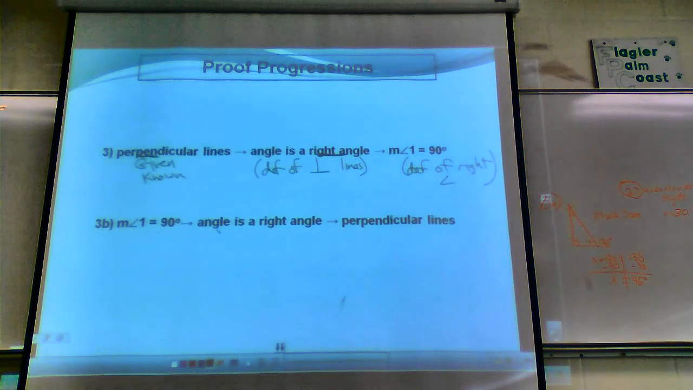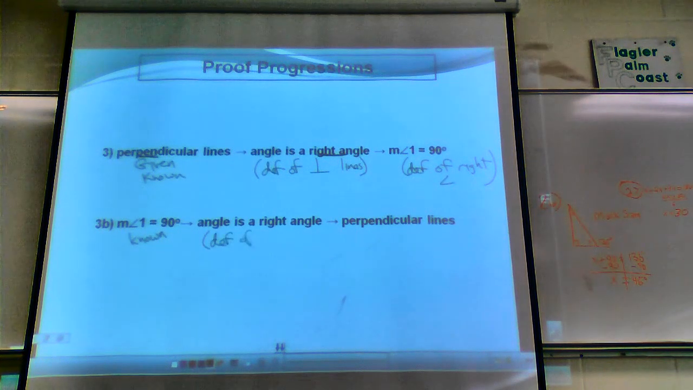Okay, and this also works, this is just in reverse. So I've got an angle that's 90 degrees. So again, this is like the known part. It doesn't have to be given. It's either given or it's something that you've run into while you're doing a problem. If I know an angle is 90 degrees, that means I can classify it as a right angle.